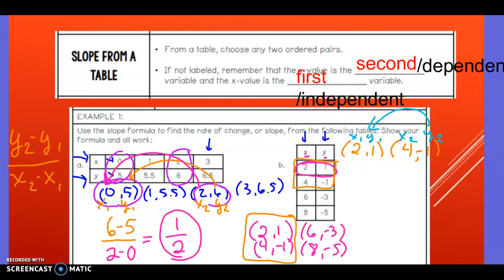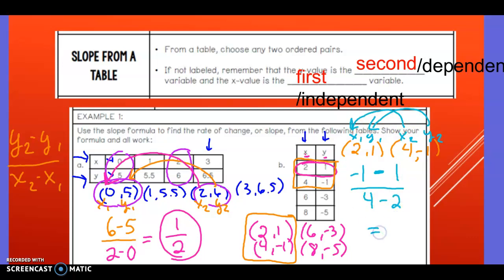I see some negatives. So my second y is -1. We always have this minus sign here. And then my first y is 1. So I have -1 minus 1 over... Now I'm going to do my second x minus my first x. So that's 4 minus 2.